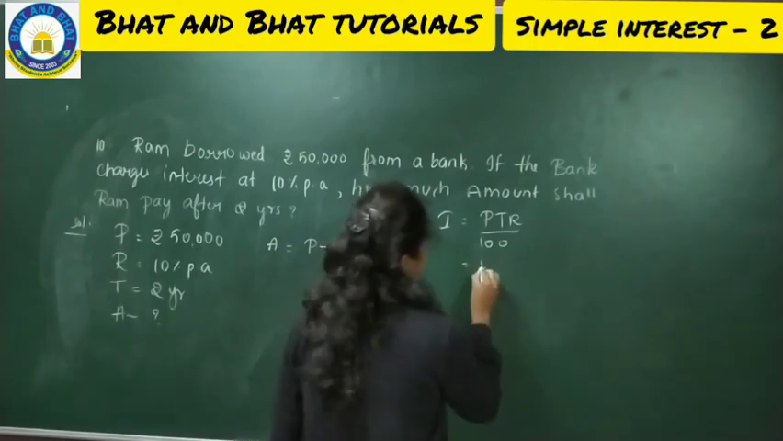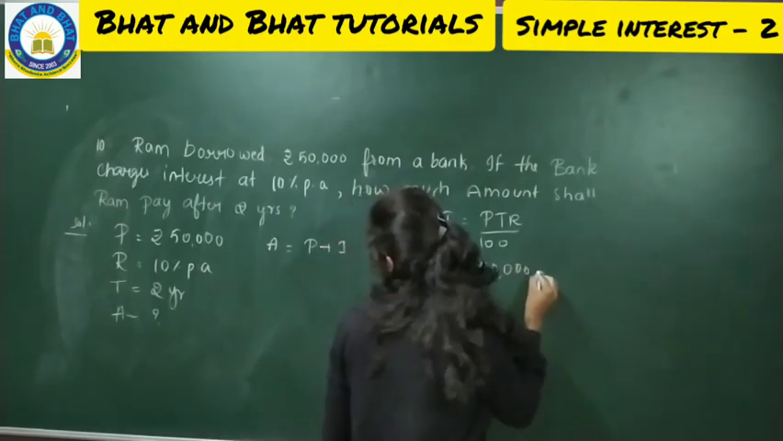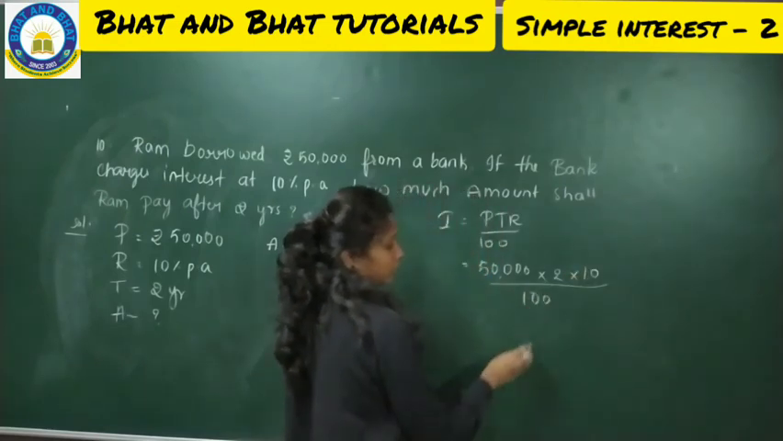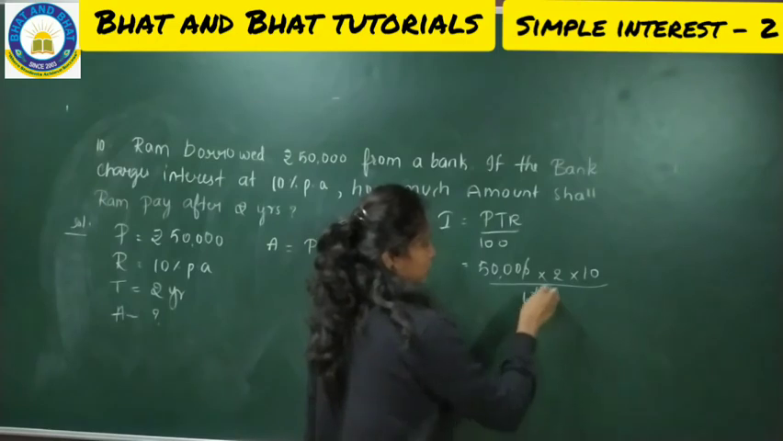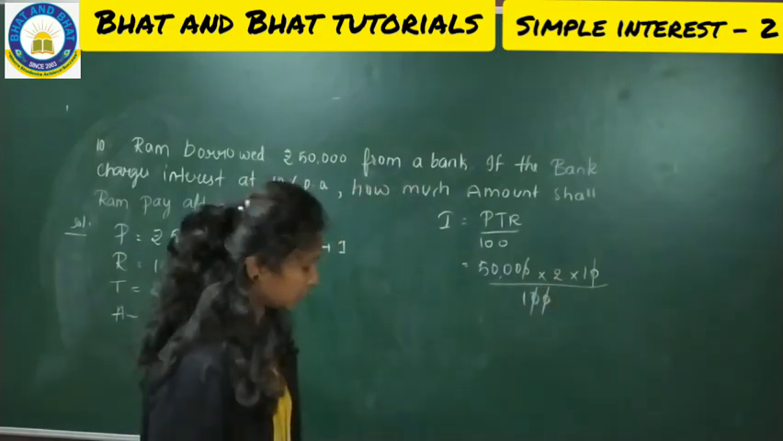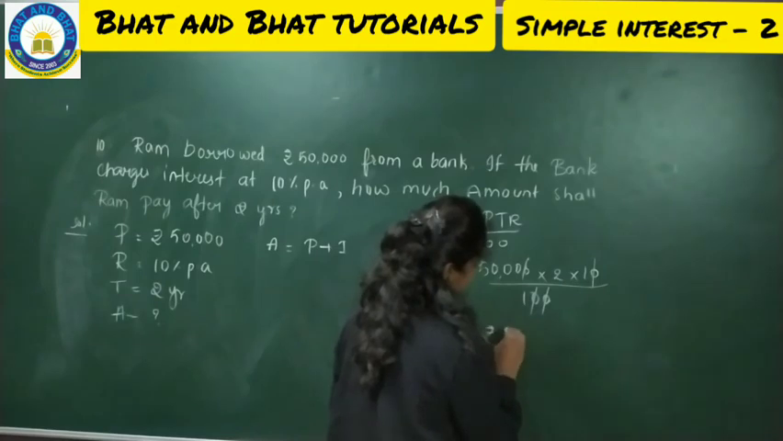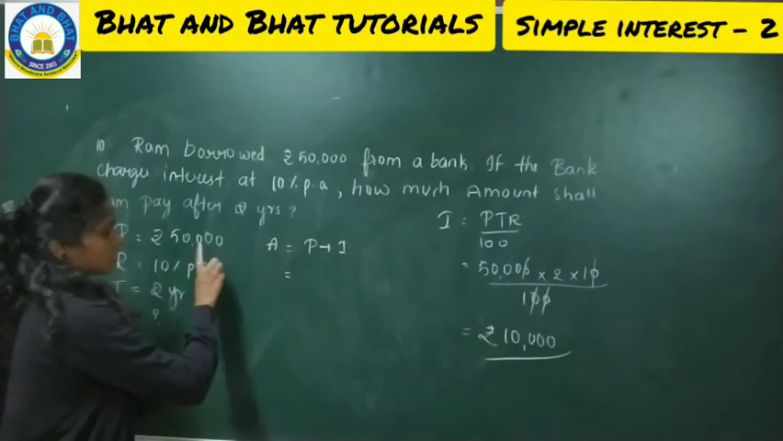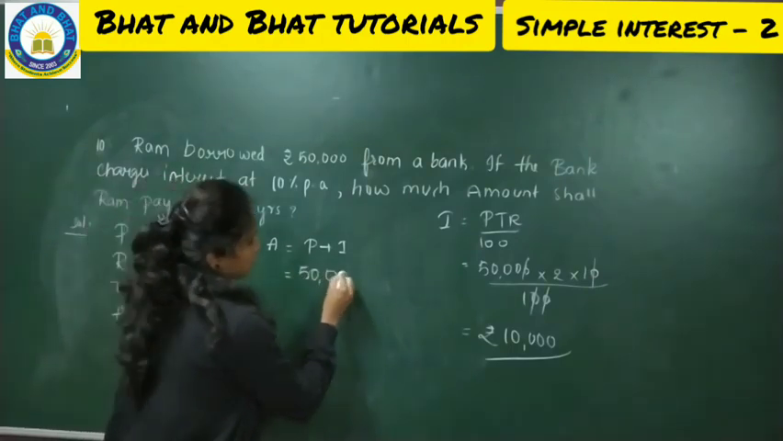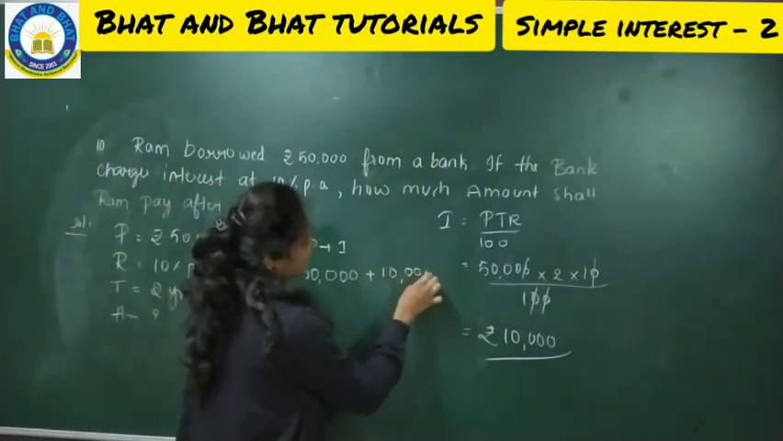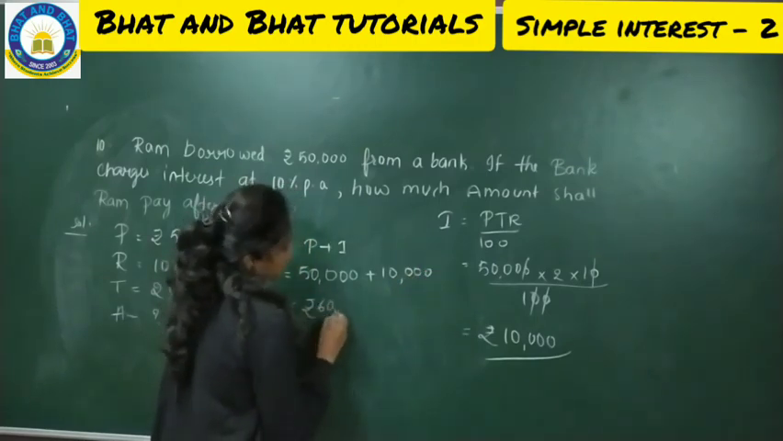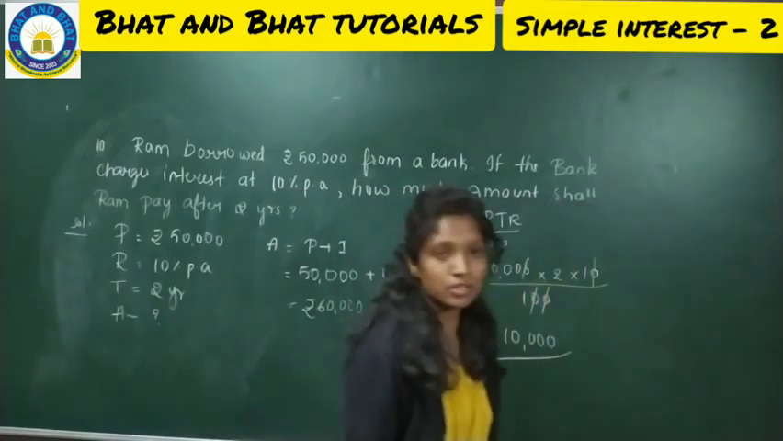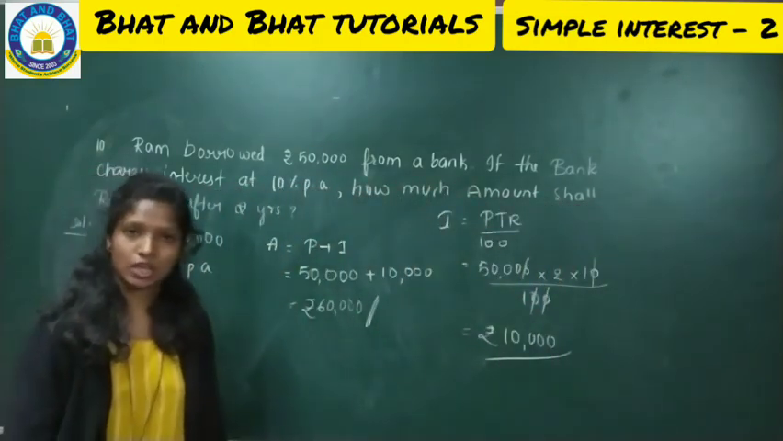What is P? 50,000, into time 2 years, and the rate 10%, divided by 100. 10, 10, 10, 10. So 5,000 twos are 10,000. So what is the interest you have got now? 10,000. What is the principal? 50,000. So 50 plus 10, which is nothing but 60,000. So finally, when Ram needs to return to the bank, at that time he must give the bank rupees 60,000. Make a note.